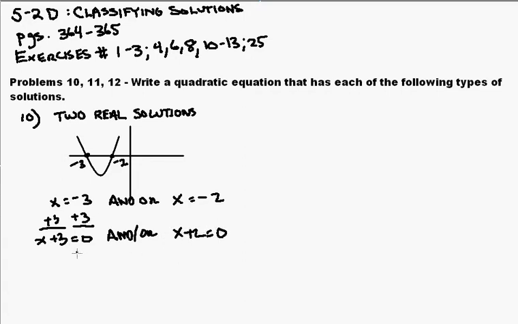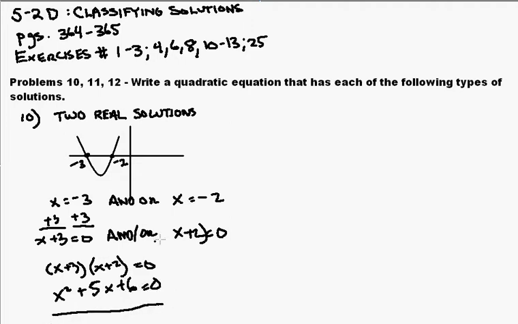So I know then that my quadratic is going to be an x plus 3 and an x plus 2 equal to 0. And if I multiply this, I'm going to get x squared plus 5x plus 6 equals 0. Boom. There is a quadratic with two real solutions. Now let's follow that line of logic and see if we can do it for number 11 as well.